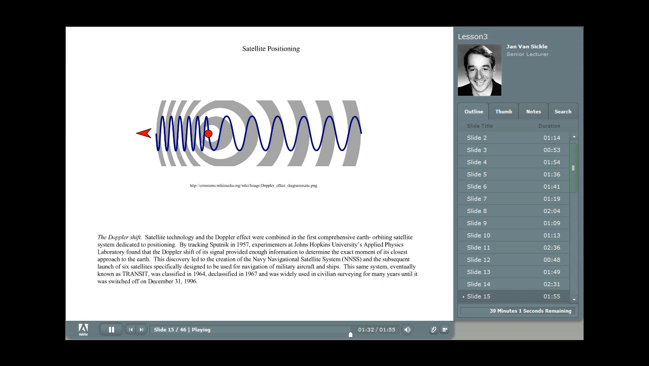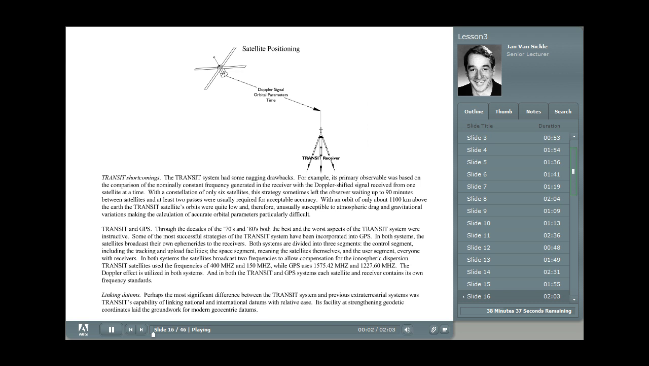And of course, the same effect is obvious with a satellite signal. As the satellite approaches the observer, wave fronts are pushed together, and as it moves away, they're pulled further apart. The rate at which these happen can be analyzed to determine the position of the observer in a passive way. Now, Transit made the most of this and used the Doppler signal to be able to determine positions on the Earth. It had some difficulties.